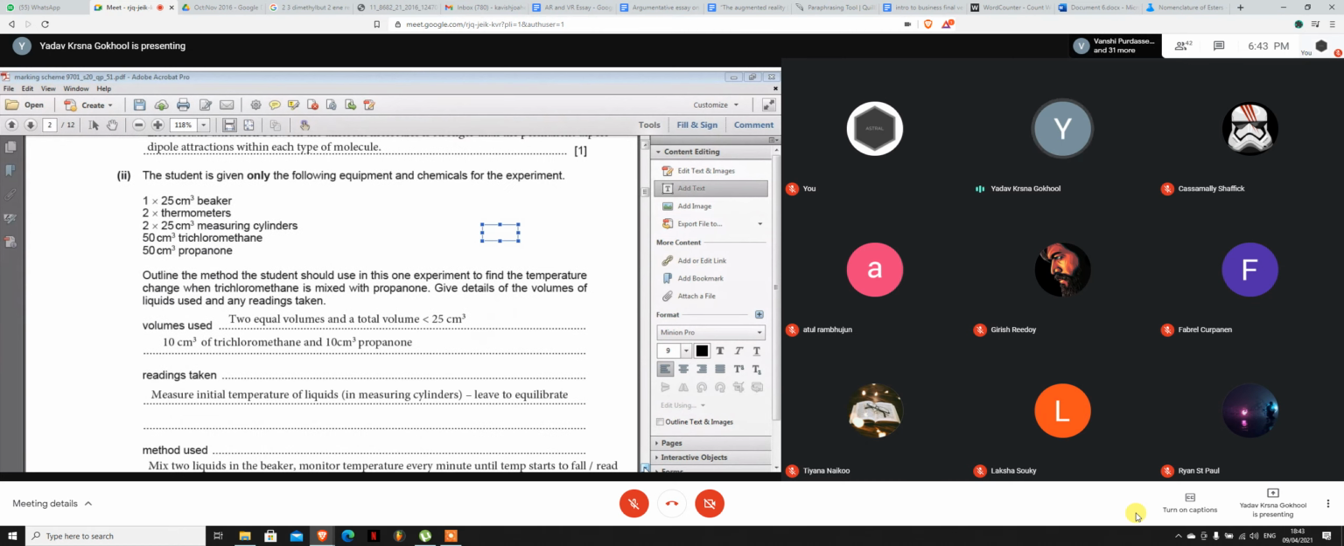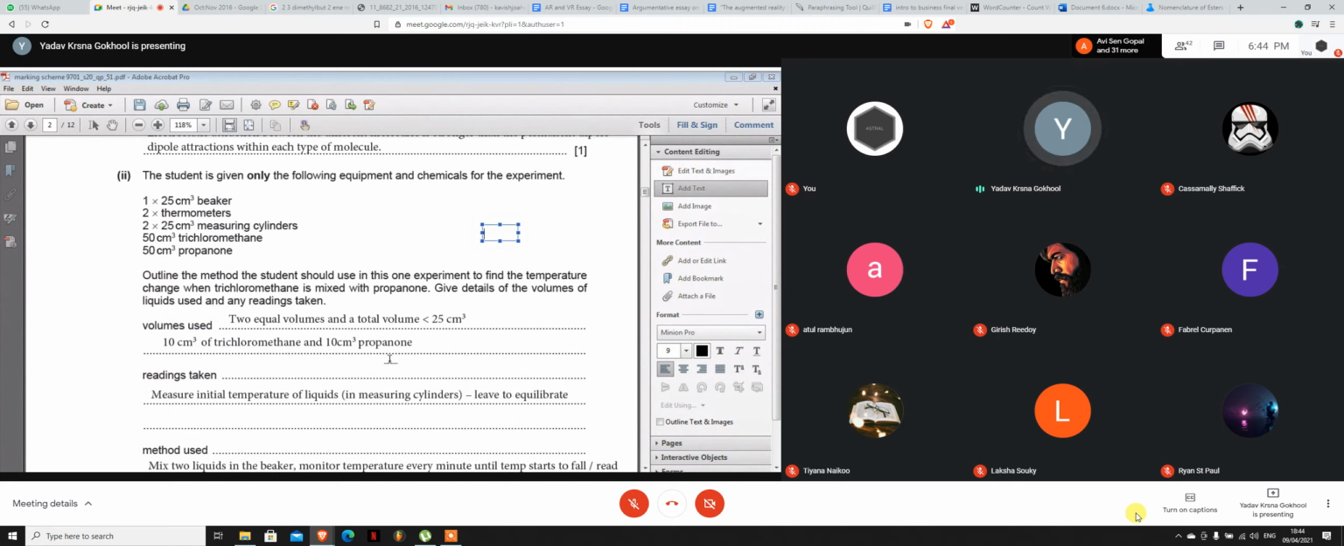So we are given a 25 cm³ beaker. Of course, we cannot use all the 50 cm³. We have to use less than 25 cm³. So I'm using 10 cm³ of each, which comes to a total of 20 cm³, and there won't be any spilling. We all know that we have to take the initial temperatures of both liquids. So what we do, we just place them in the measuring cylinders and we insert the thermometers.